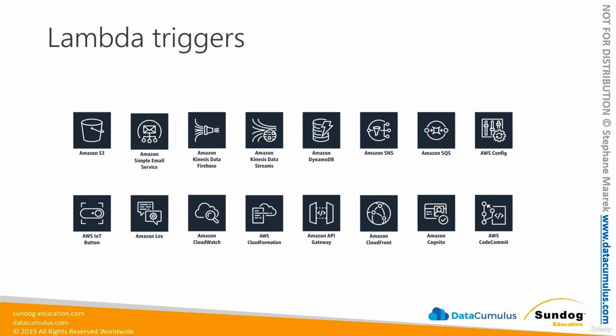Now, as long as these services are all under the same account, you can set up IAM roles to allow Lambda to access them. So as long as all the services you're using are under that same account, pretty much Lambda can talk to them if you set up the proper IAM role.